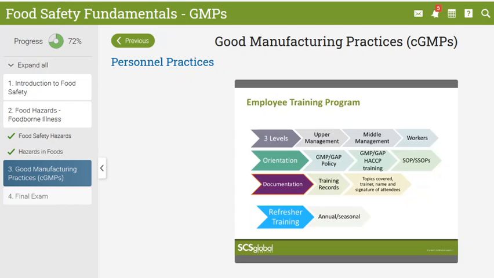Everyone should be made aware of the company's GMPs or GAPs. They should attend HACCP training as it pertains to their job, and be aware of any SOPs that matter for their day-to-day operations. When you're conducting this training, it's important to keep a log that covers the topics trained, the name of the trainer, and the name and signature of all attendees. This will be important in documenting and proving later during an audit when and where the training took place.